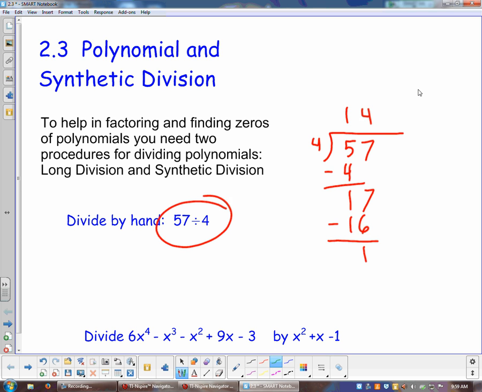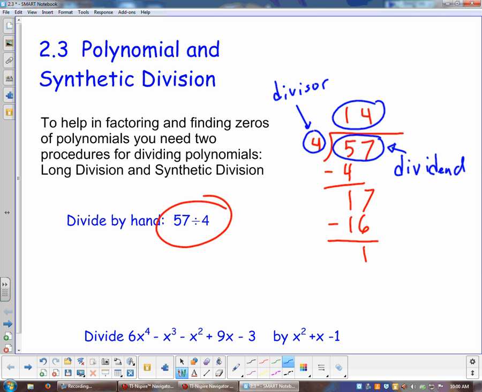Do you remember what this part of the problem is called? That's the dividend. And what's this part called? The divisor. This is the quotient. And what about this? The remainder.